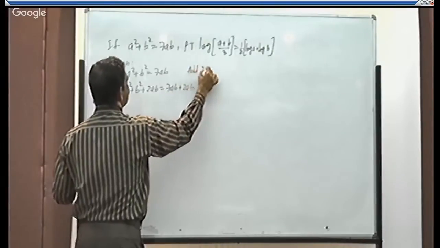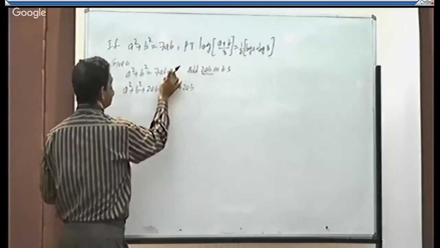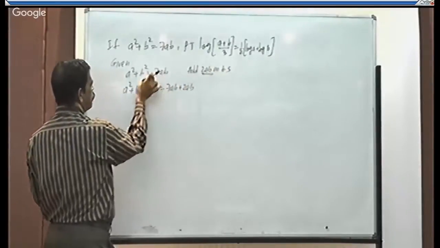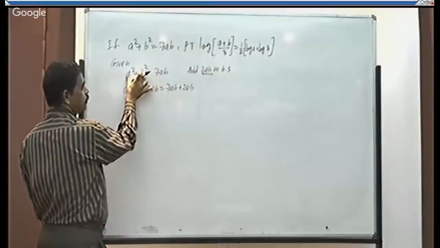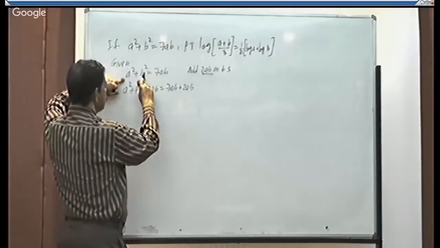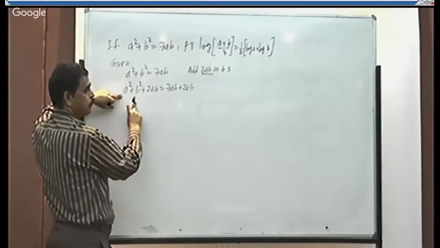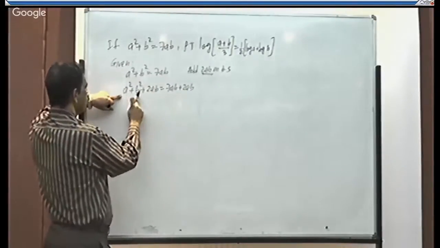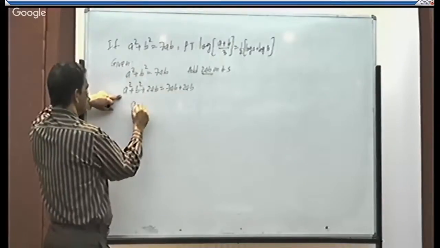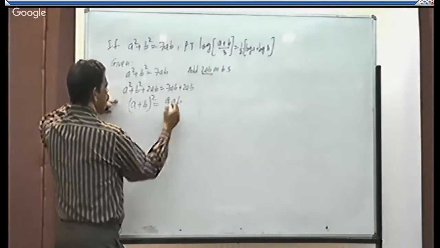Add 2ab on both sides. I am adding 2ab to 7ab, and I am adding 2ab to a square plus b square. Why am I adding? To convert the left hand side into a standard formula, that is a plus b whole square. a square plus b square plus 2ab is what? It is a plus b whole square, is equal to, what? It is 9ab. Correct?